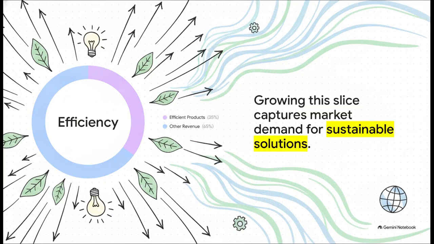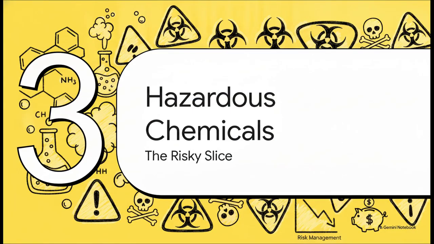If you picture three pie charts side by side representing different product revenue splits, this would be our first pie chart. Visualizing this as a slice of total revenue, a growing slice here is a massive positive indicator. It signals that a company is successfully innovating and capturing market demand for sustainable solutions. As global resource scarcity increases, chemical companies providing these efficiency solutions are setting themselves up for way stronger competitive advantages and market share growth. All right, on to Section 3, managing hazardous chemicals, also known as the risky slice.